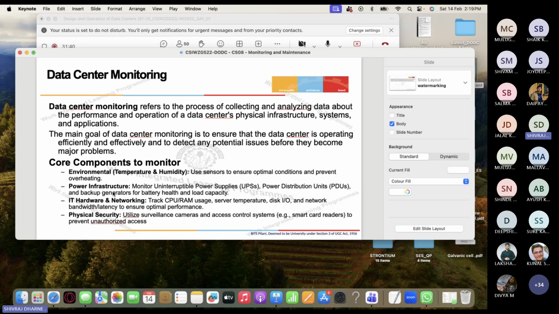Then IT hardware will be there, and networking. You have to see the memory, compute resources, server temperature, disk input output, network bandwidth, latency. You have to check that everything is working optimally. And definitely physical security, we talked about that. There will be smart card readers. Are they working fine? Is anybody entering that area unauthorized? All that we have to monitor.